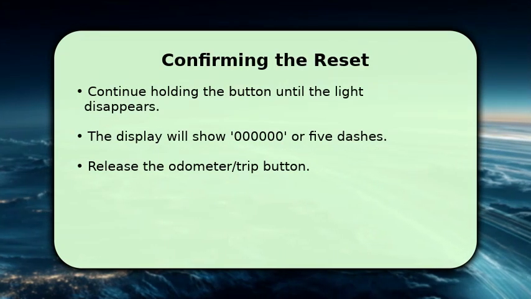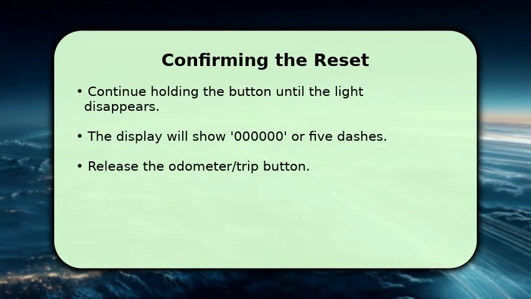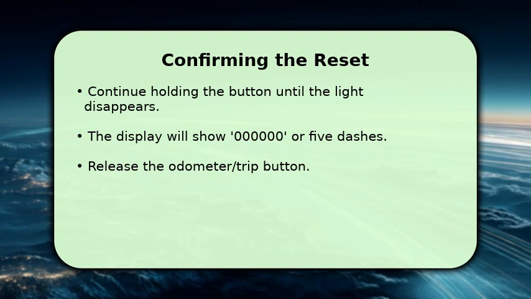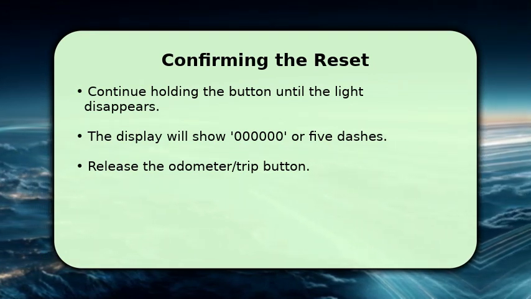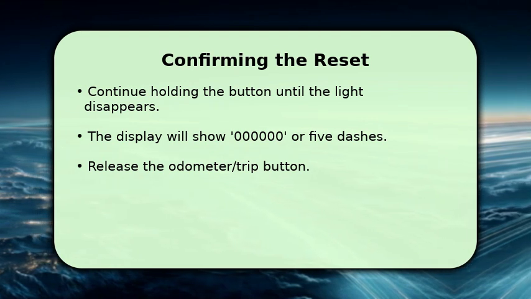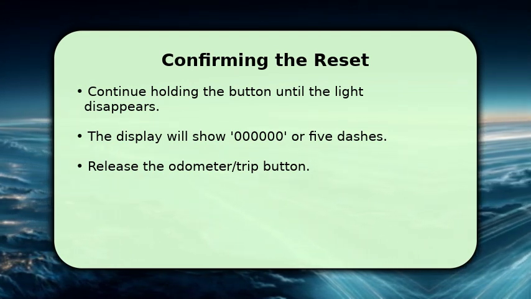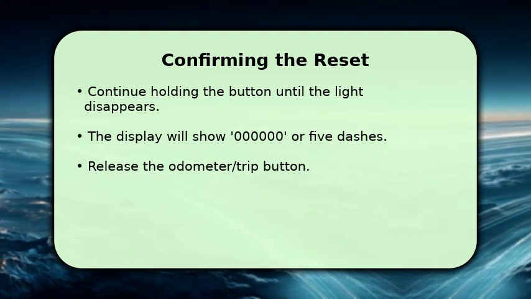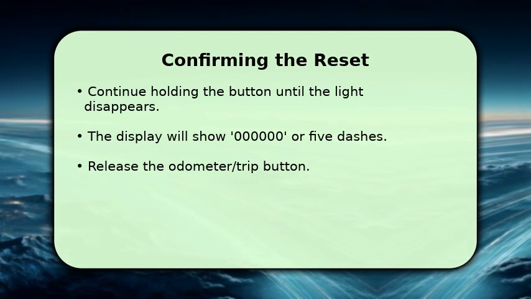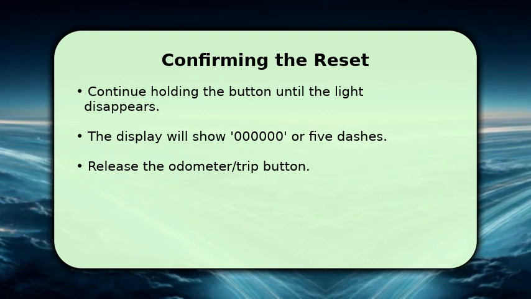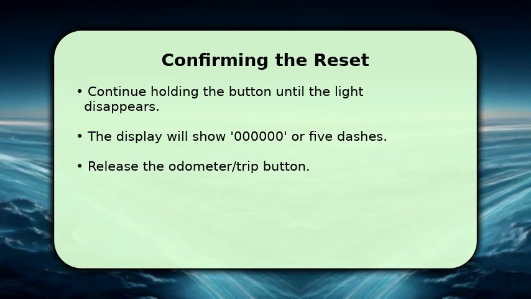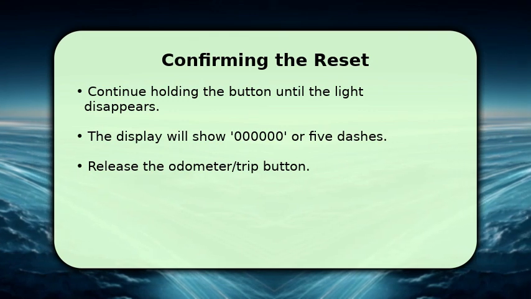To complete the reset, continue holding the odometer or trip button. The maintenance light will flash for several seconds and then disappear completely. Your display might show 000000 or 5 dashes, confirming the reset. Once the light is off and the display changes, you can release the button. This indicates the oil change reminder has been successfully reset.